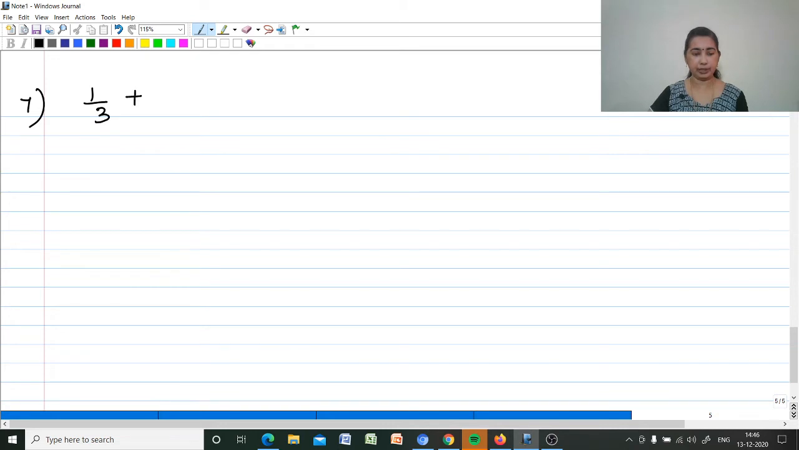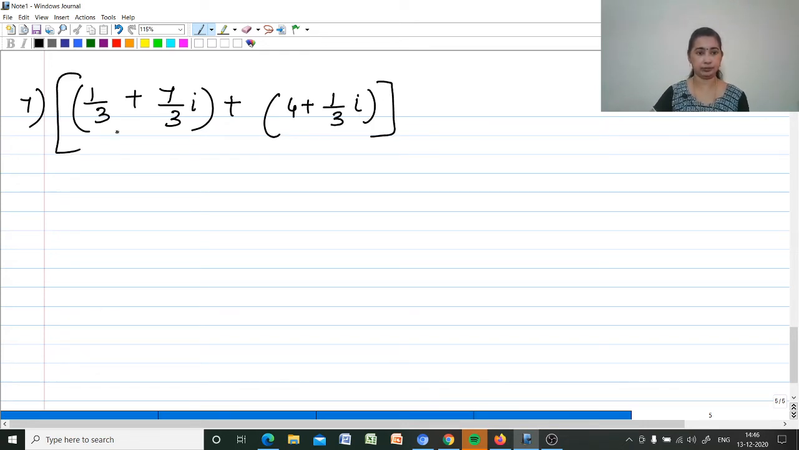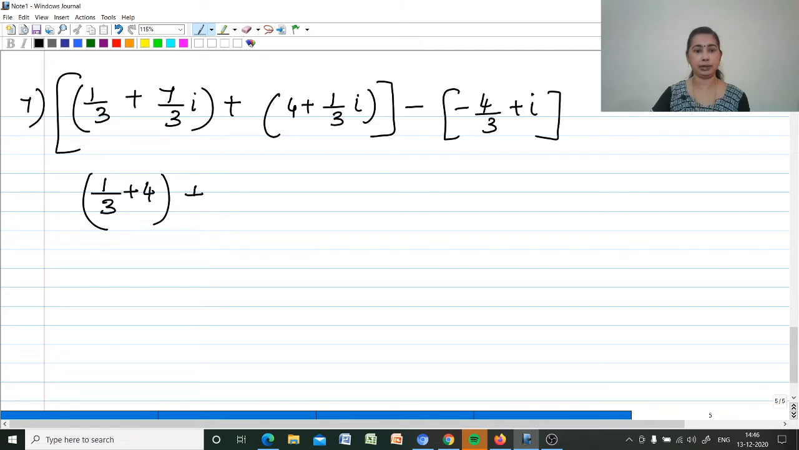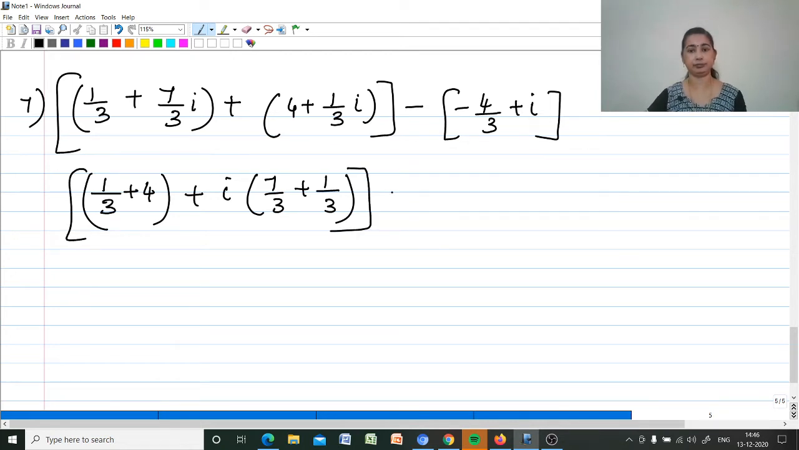Now next one, question number 7. 1/3 + 7/3 i plus (4 + 1/3 i) minus (−4/3 + i). So the real parts can be added: 1/3 + 4 + i(7/3 + 1/3), and minus of −4/3 is plus 4/3, minus i.